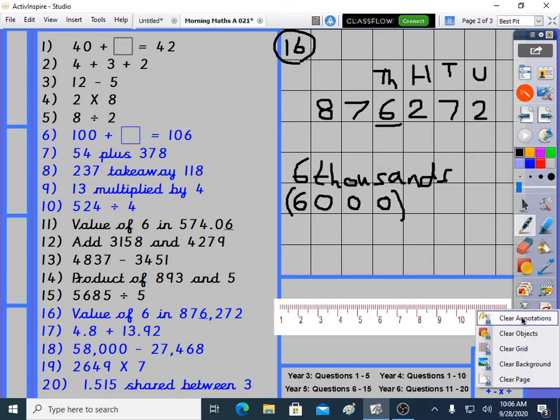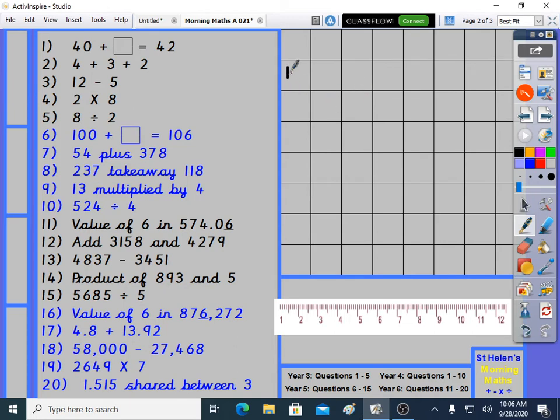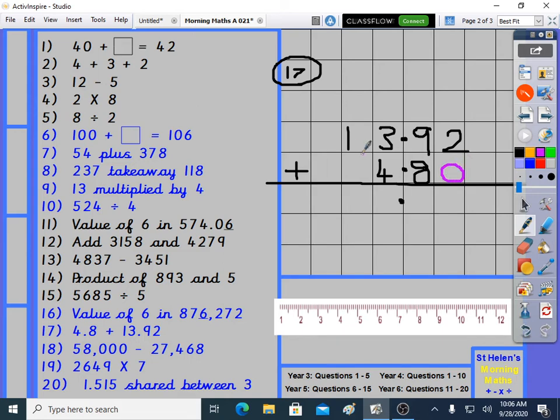Question 17 next. Question 17 could trick you if you are not careful with your lining up. So be careful with your lining up. 13.92. It's a decimal point that must line up. So it must be 4.8. I put the biggest number at the top. 13 and a bit is bigger than 4 and a bit. Line up the decimal point. If you wish, you can place a 0. Some people even like placing a 0 here. You don't have to on plus. Do the addition and it's 18.72. Yep, that's right, 18.72. On to question 18.